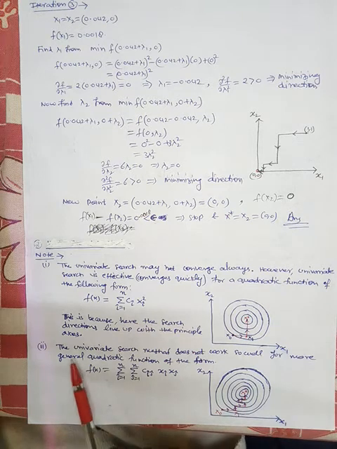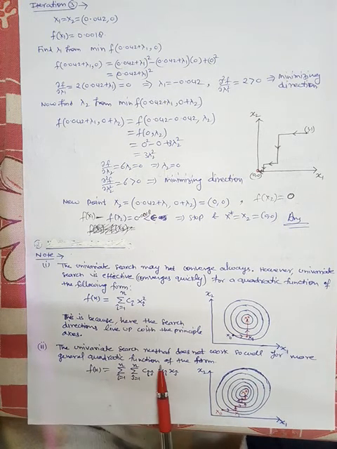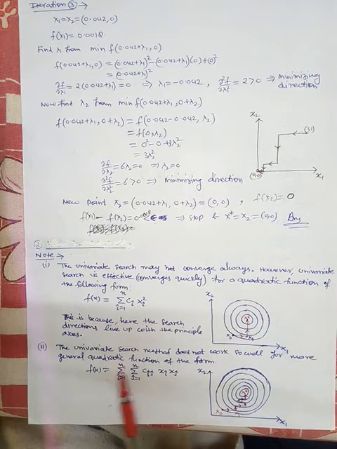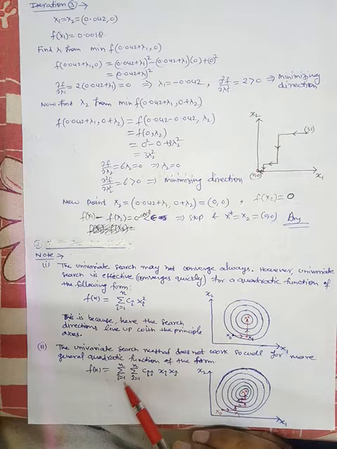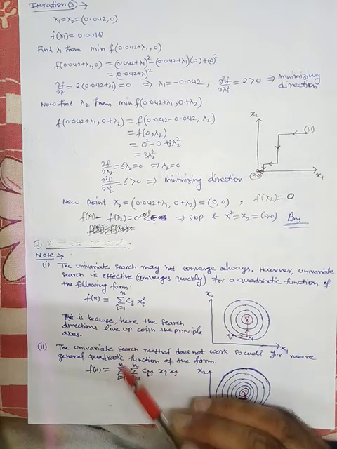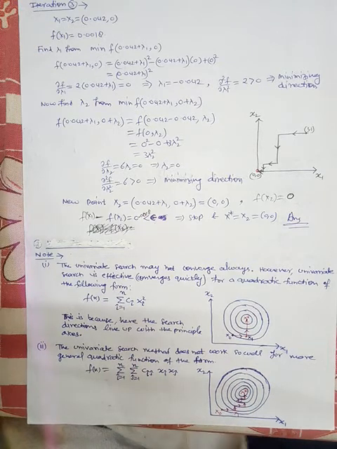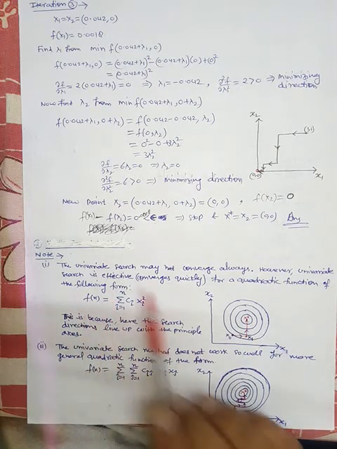However, the univariate search method does not work so well for the more general quadratic function of this form: double summation Cij xi xj. The first summation is for i and the second summation is for j, with i from 1 to n and j from 1 to n. So if we have a more general quadratic function, then the univariate search method does not work so well. But if your function is of the earlier form, then this method generally works very quickly.